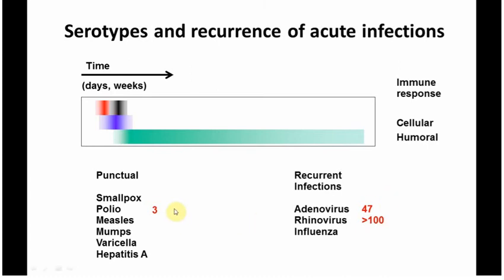If you look at the number of neutralizing serotypes that these viruses have, the ones where you just have a punctual once-in-a-lifetime infection, you either have one neutralizing serotype or a limited number. So poliovirus has 3 neutralizing serotypes. All of these other guys have got 1 neutralizing serotype. Whereas for these recurrent infections, there are 47 known adenovirus serotypes and maybe more than 100 rhinovirus neutralizing serotypes. And that means that when you get infected with an adenovirus, like serotype 5, well, you can still be reinfected by serotype 10, serotype 11, and so on. That's where you can get multiple recurrent infections by these viruses.